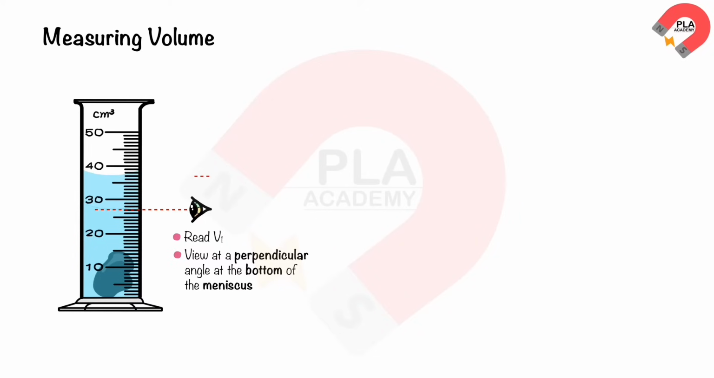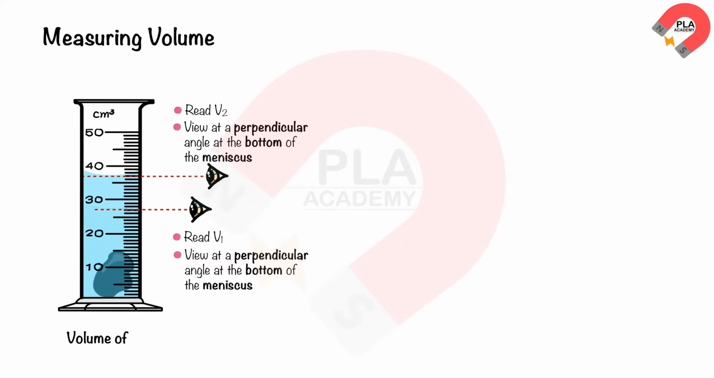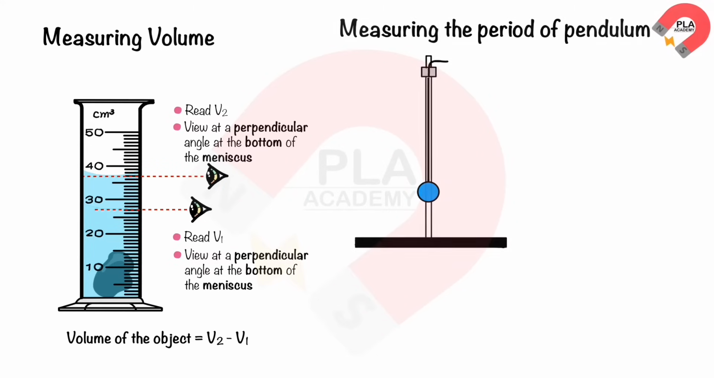The water level rises as shown. Read the final volume, V2, by viewing the scale at a perpendicular angle at the bottom of the meniscus. The volume of the object is the final volume, V2, minus the initial volume, V1.